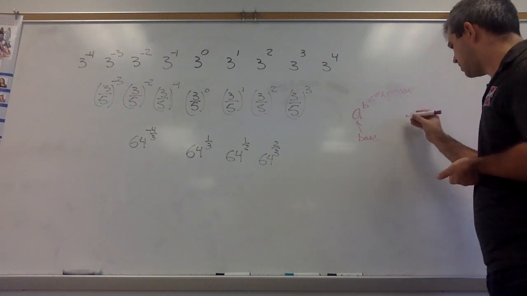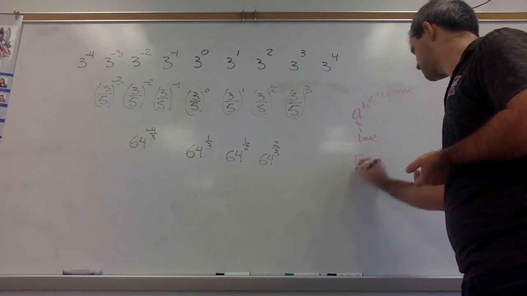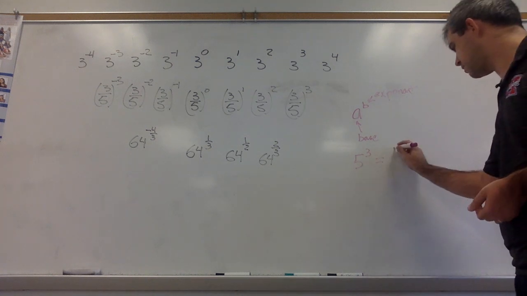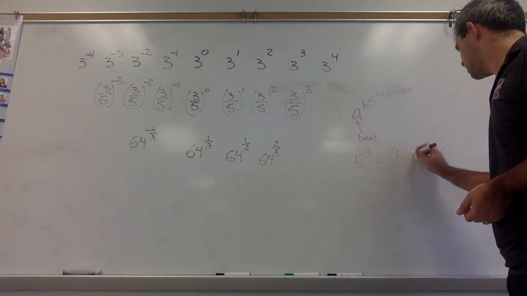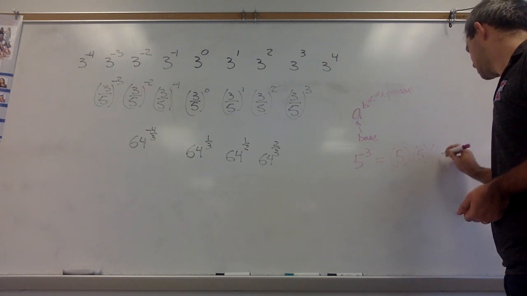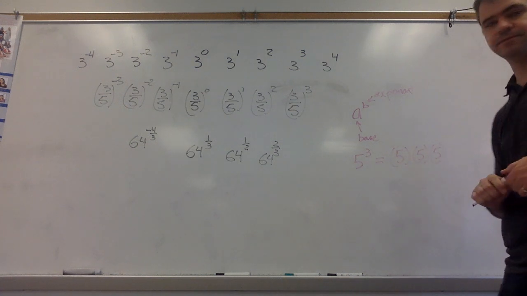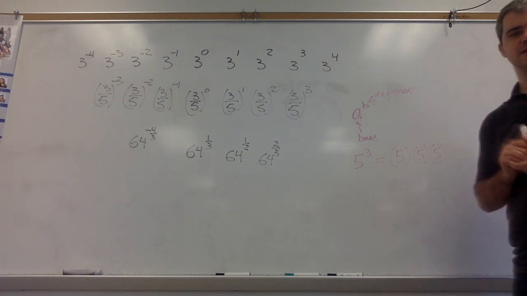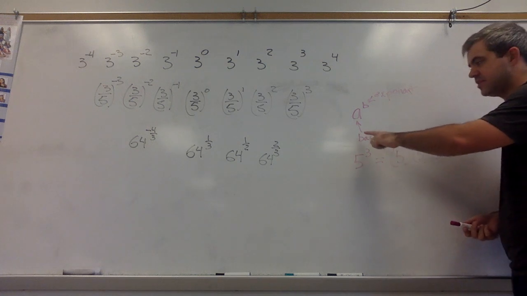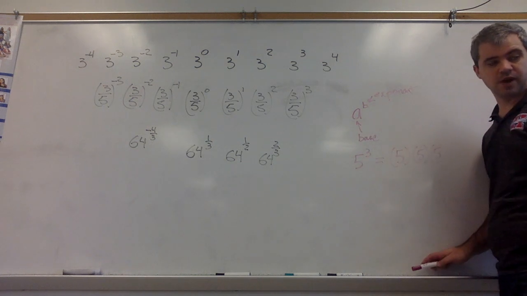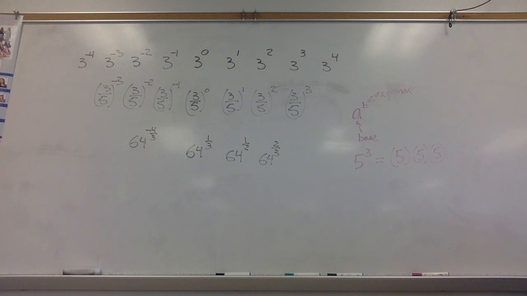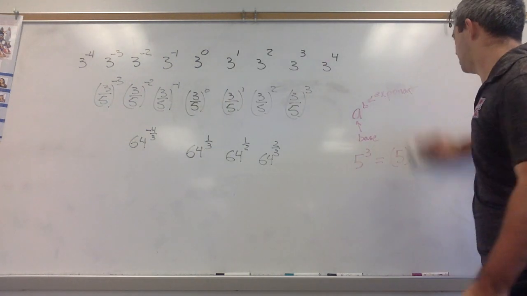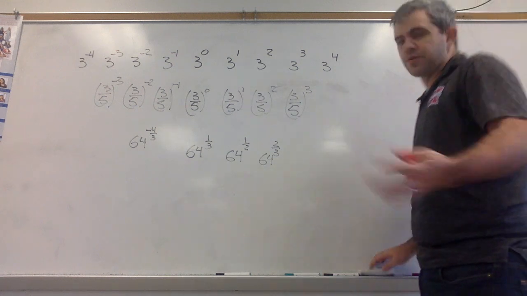Now, for example, if I have 5 to the third, that's the same as me writing 5 times 5 times 5. Okay? So that's the basic notation here. Again, this is called your base. This is called your exponent. So that you'll know what I'm talking about when I'm discussing this. So let's do a few examples.